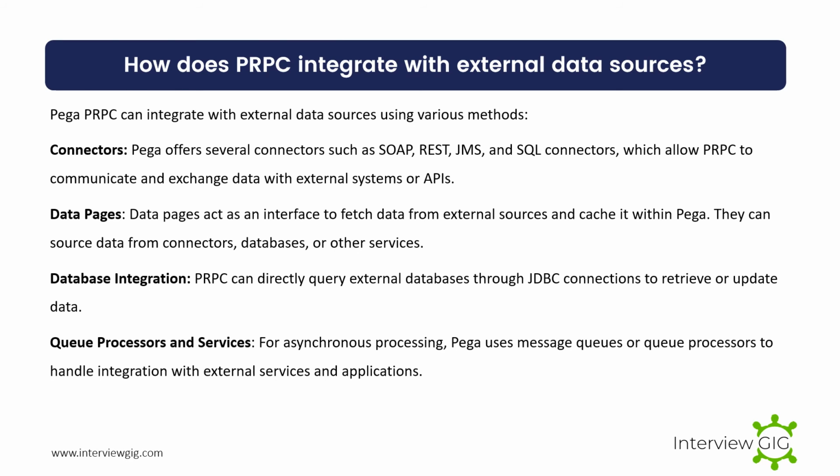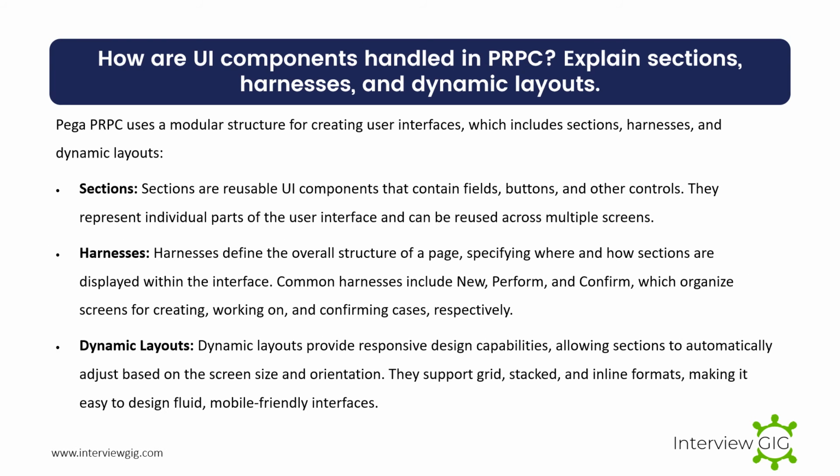Data pages. Data pages act as an interface to fetch data from external sources and cache it within Pega. They can source data from connectors, databases, or other services. Database integration. PRPC can directly query external databases through JDBC connections to retrieve or update data. Queue processors and services. For asynchronous processing, Pega uses message queues or queue processors to handle integration with external services and applications.